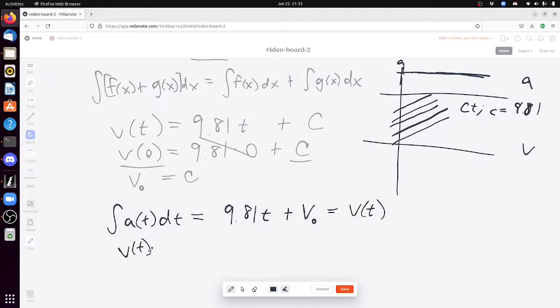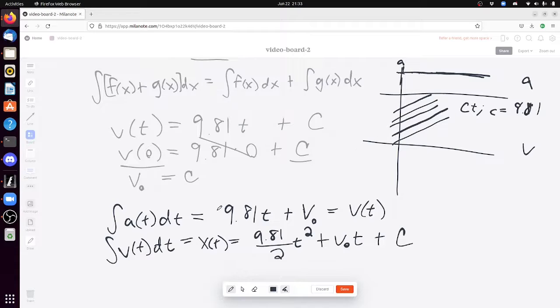So now if we take the integral of this again, which remember is what we want to do to find the actual displacement function, well, let's do that again. So let's do the power rule in reverse. So we're talking 9.81 over 2 t squared plus v0 t plus another arbitrary constant. So this is the distance.